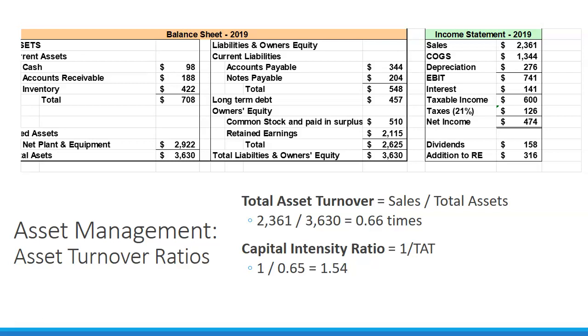This is the amount of assets our business requires to generate $1 in sales. So this means that we need $1.54 currently in assets to generate a full dollar of sales. The smaller figure is better. The lower it is, the less capital we need available to run our business.